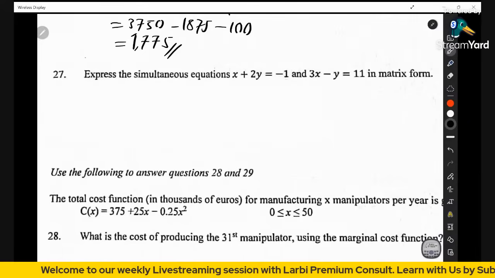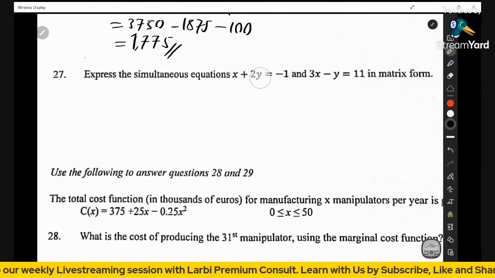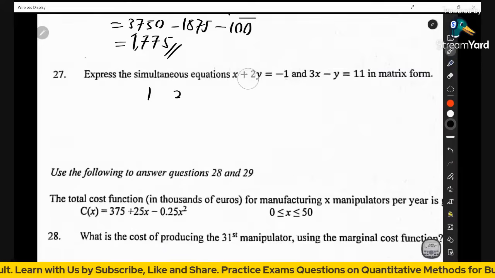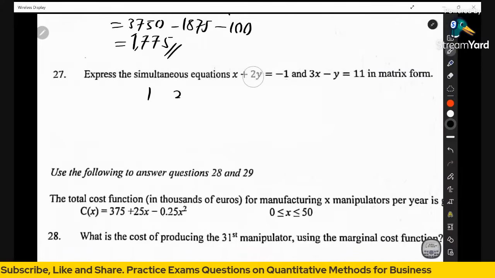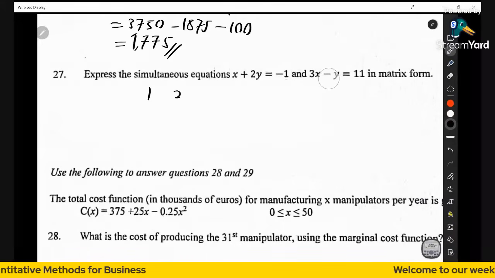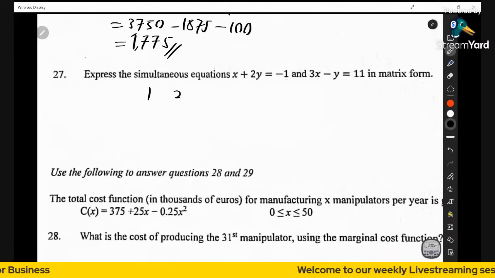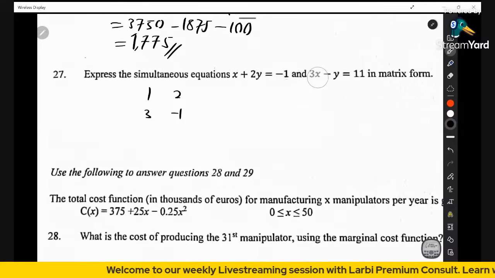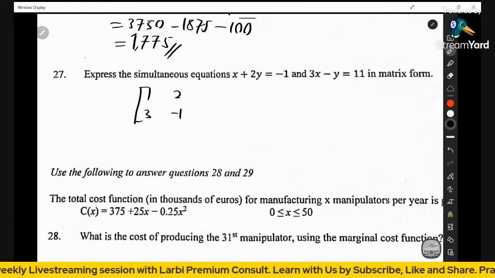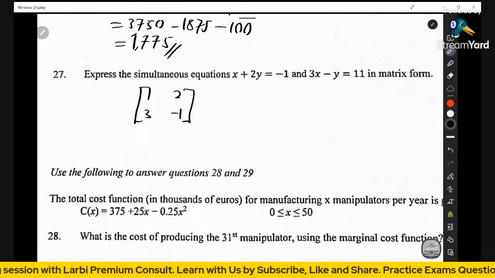So the first one, x plus 2y, the coefficient of x here is 1, and the coefficient of y is 2. So this first equation's x and y coefficients are going to be the first row. And when we come to the second equation, the 3 and the negative 1 are going to be the second row of this matrix. So you get 3 and negative 1, saying the coefficient of x is 3 and the coefficient of y is negative 1. So once you get this matrix, that is that.